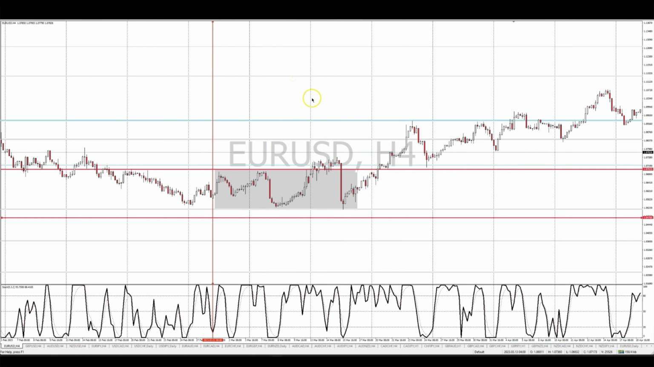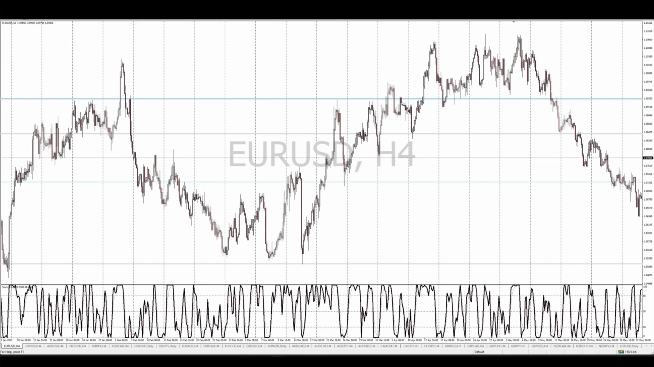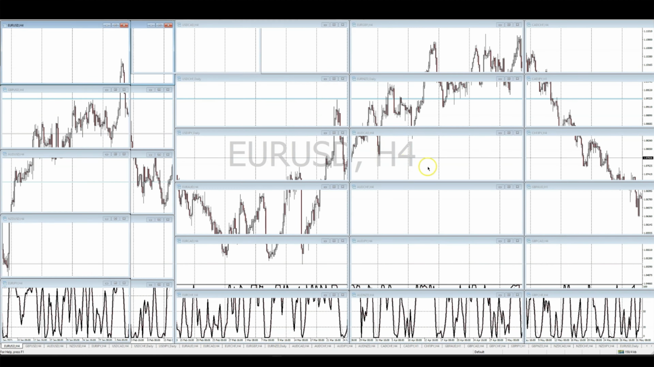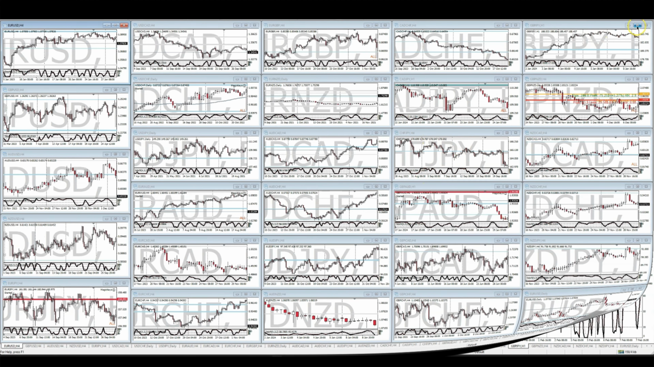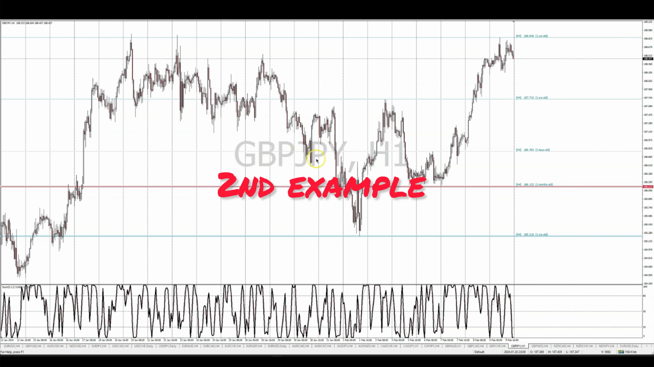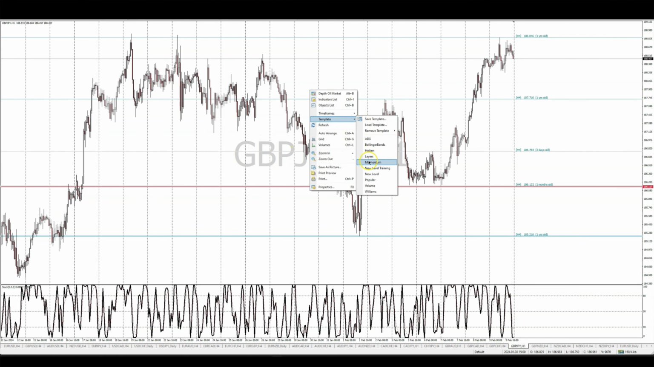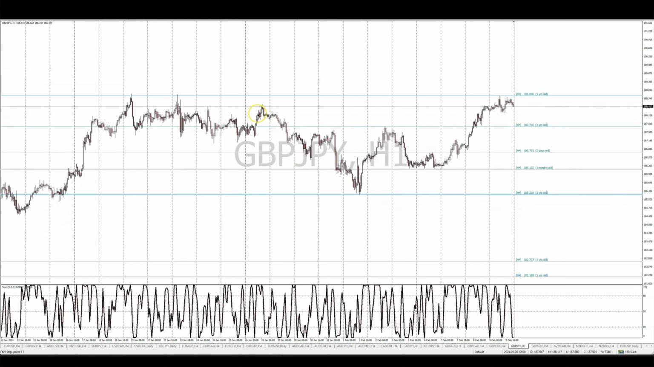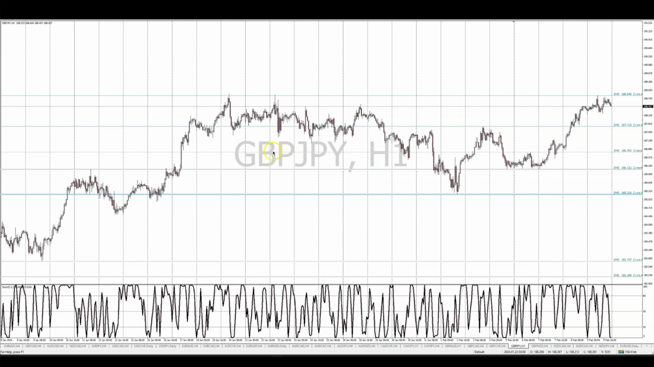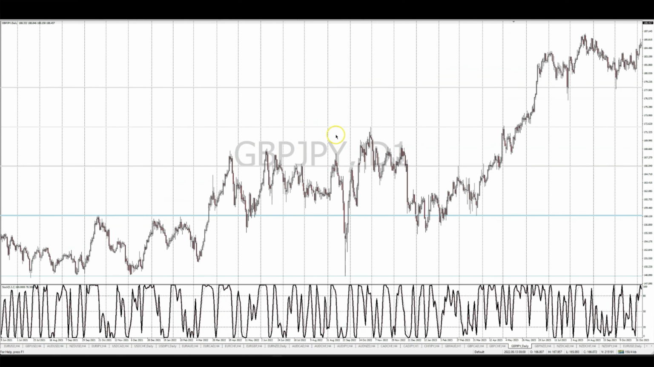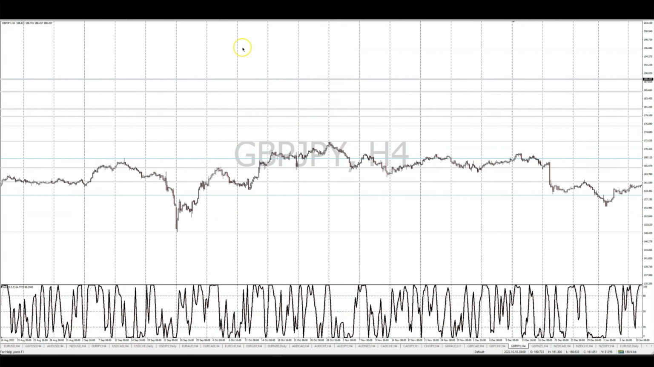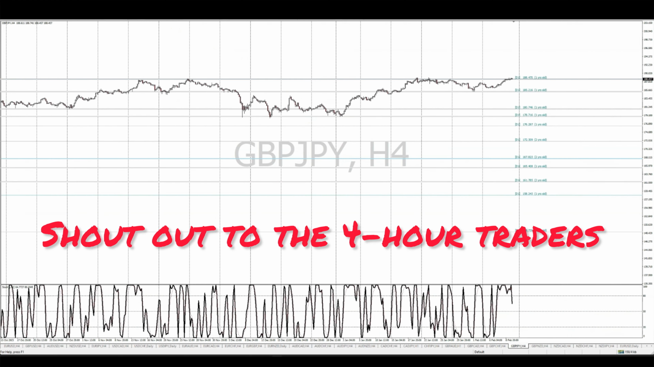Okay, so let's look at another example. Let's go to a different pair. Let's look at the pound JPY. Why the pound JPY, guys? Because the pound JPY has huge swings. This currency pair is called the beast for a reason, because it has dramatic swings in it, right? So let's look at this on the daily time frame, right? As a matter of fact, let's do the 4-hour time frame for our 4-hour traders, right?